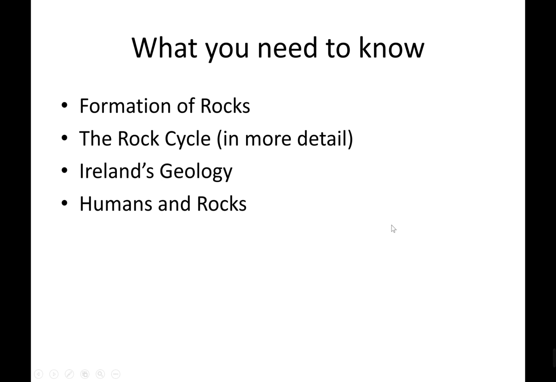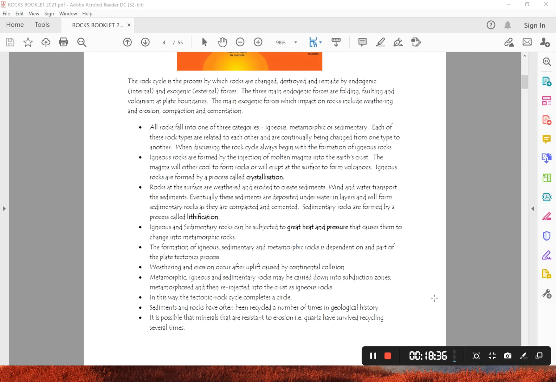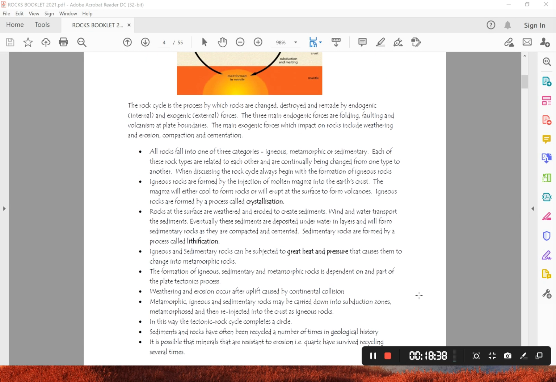So what I want you to do is, in your booklets, which I'm going to put up as a PDF, hang on, I'll just find the page. Bear with me. Okay, so this is page 4 in the booklets.